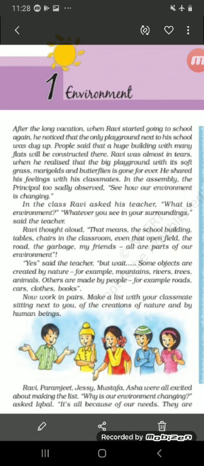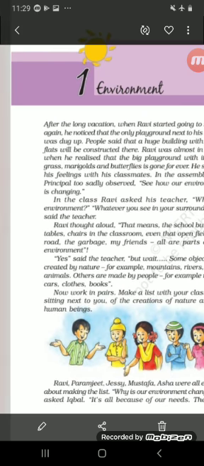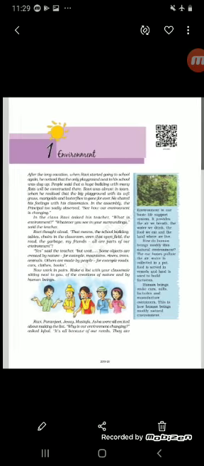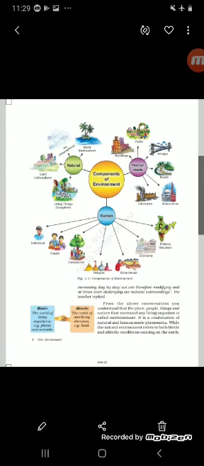Why is the natural environment changing? Because of our necessity, because of the necessity of people. Let's go to another page. They are increasing day by day. We are therefore modifying and at times even destroying our natural surroundings, the teacher replied.